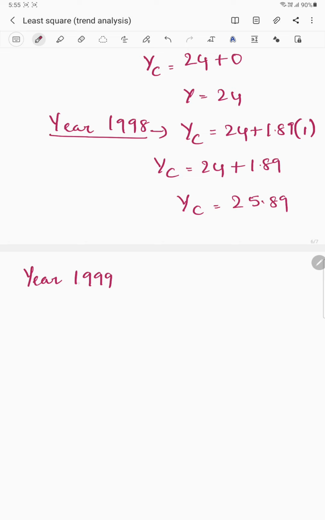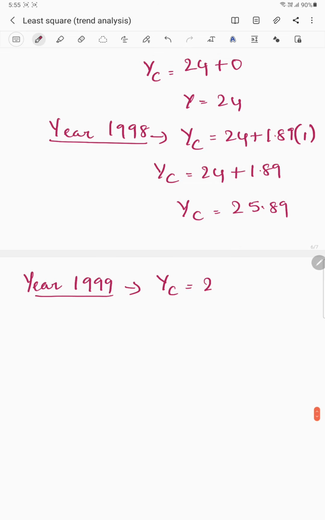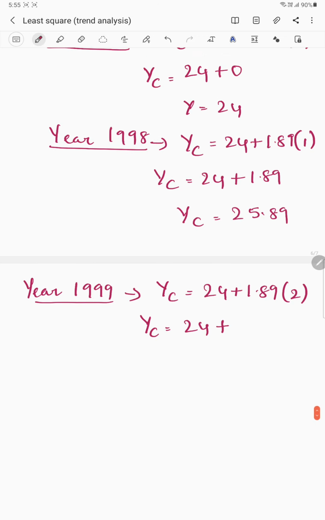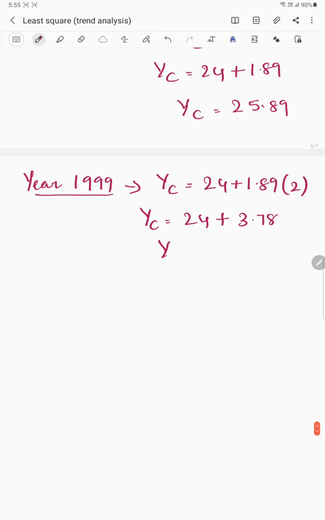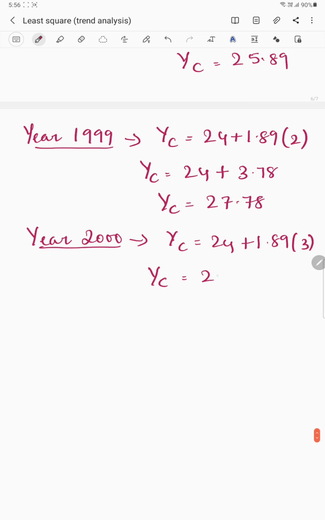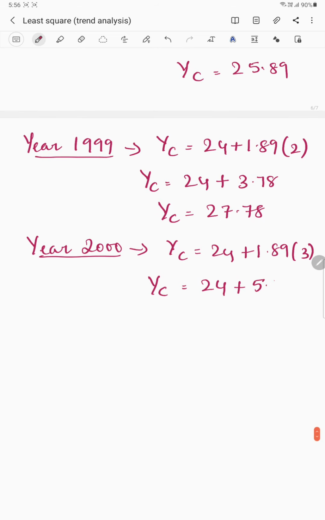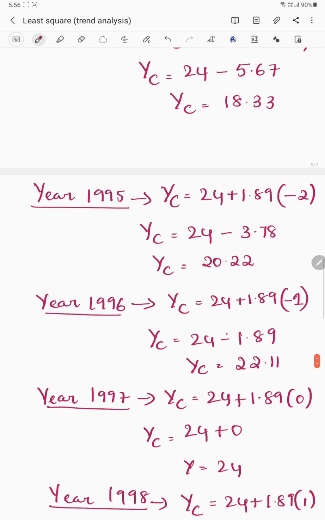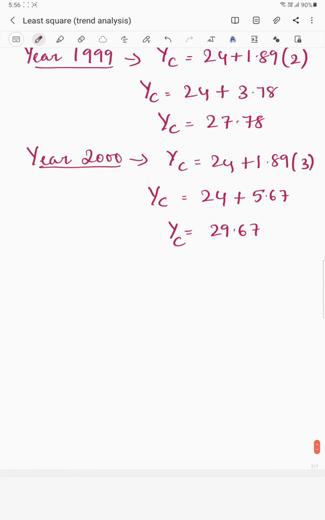Okay, next for the year 1999. yc is equal to 24 plus 1.89 into 2. So yc is equal to 24 plus 1.89 into 2 is 3.78. So yc is equal to 27.78. For the year 2000, yc is equal to 24 plus 1.89 into 3. So yc is equal to 24 plus 1.89 into 3 is 5.67. So yc is equal to 29.67. Okay, so these are all the yc values that you calculated. So we are done with the calculation of straight line trend.